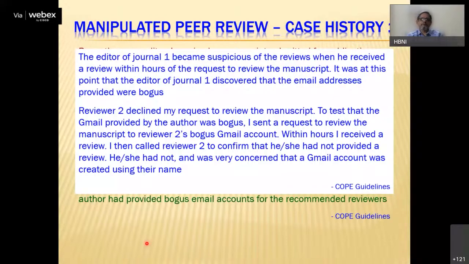And to test whether the Gmail address provided by the author was bogus, I sent a request to review the manuscript to reviewer 2's bogus Gmail account. Within hours, I received a review. I then called reviewer 2 to confirm that he or she had not provided a review. In fact, he had not. And he was very concerned that a Gmail account was created using that particular person's name.